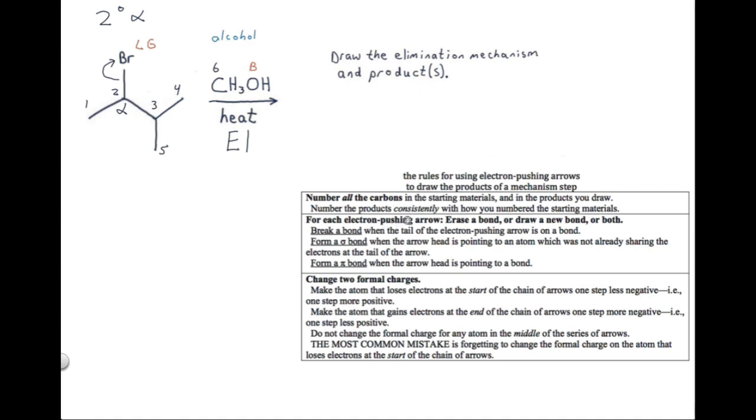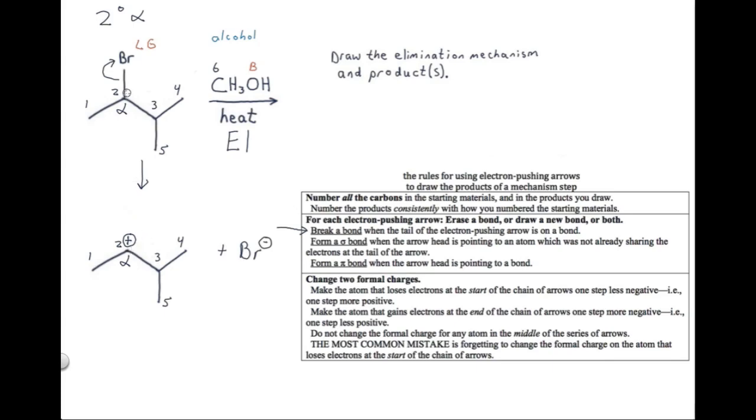Any electron pushing arrow tells you to erase a bond, or draw a bond, or both. This is an arrow that tells us to erase the bond between carbon 2 and the bromine. The tail of this arrow is on a bond, so this is an arrow that tells us to break a bond. So here I've shown that I've broken the bond between the bromine and carbon 2.